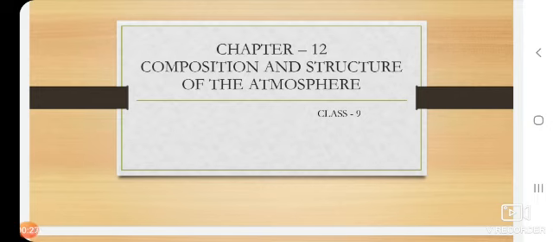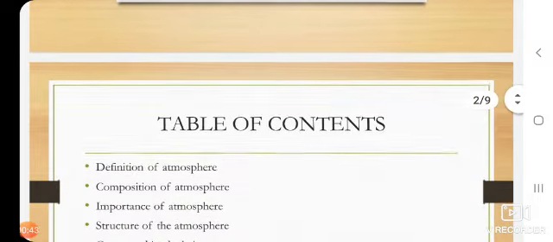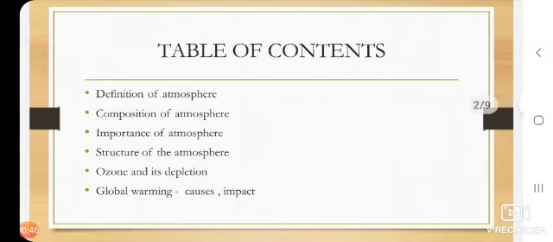They are the composition and the structure of the atmosphere, insolation, atmospheric pressure and winds, and humidity. Among that, the first one is chapter 12, composition and structure of atmosphere. The table of contents of this lesson are: first, the definition of the atmosphere, the composition of atmosphere, importance of atmosphere, sources, the structure of the atmosphere, ozone and its depletion, the global warming causes and impact. Let us learn about each topic one by one.